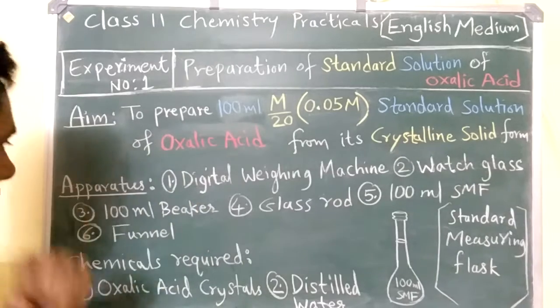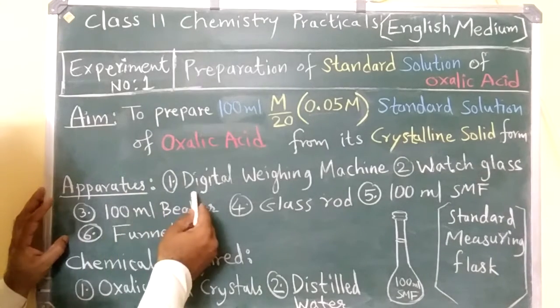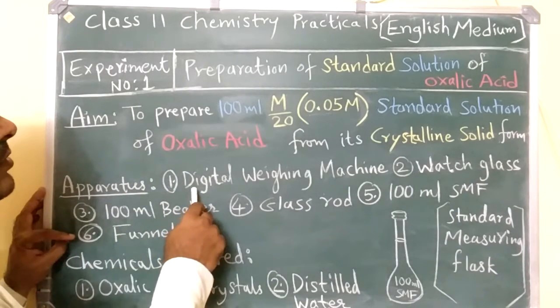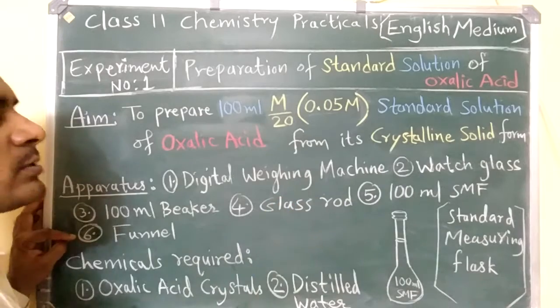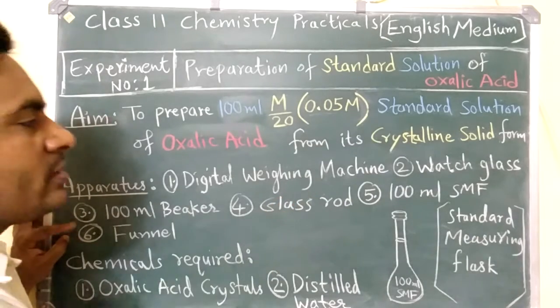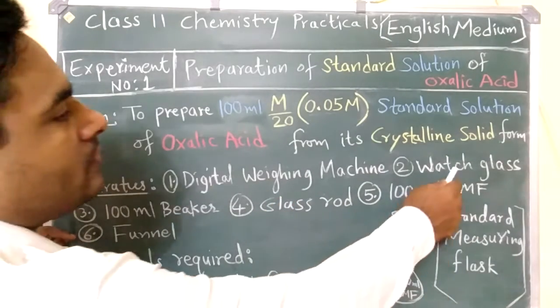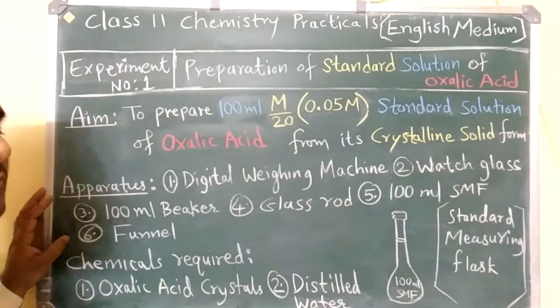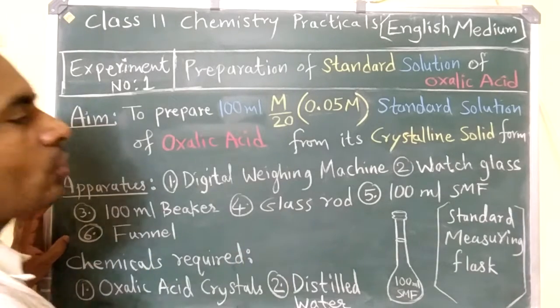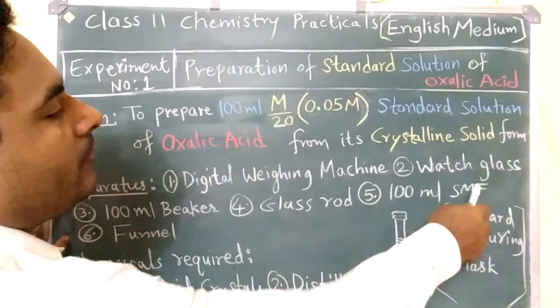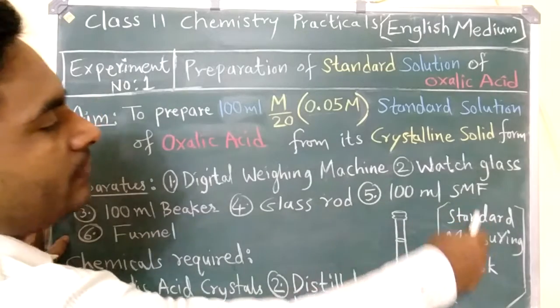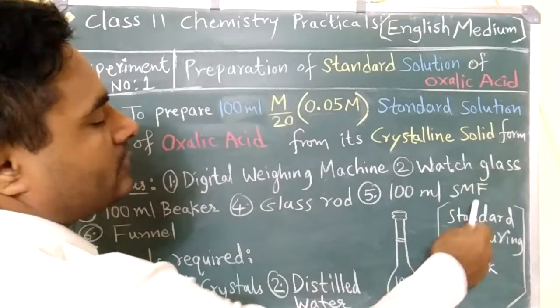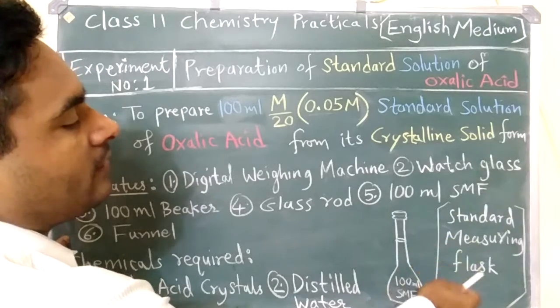Okay friends, so what is the apparatus required here? The apparatus required here are, first of all, a very important apparatus, the digital weighing machine, and the second one is a watch glass, the third one is a 100 ml beaker, the fourth one is a glass rod, the fifth one is a 100 ml SMF. Students, 100 ml SMF, what is the meaning of SMF? SMF is the standard measuring flask.